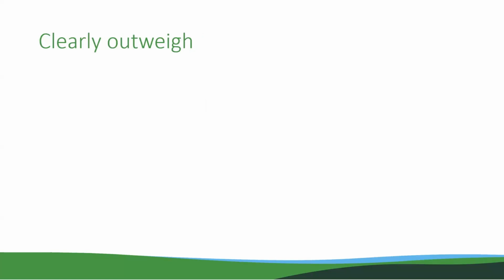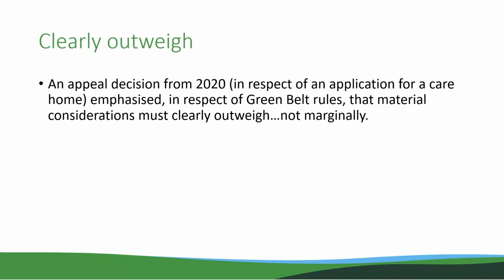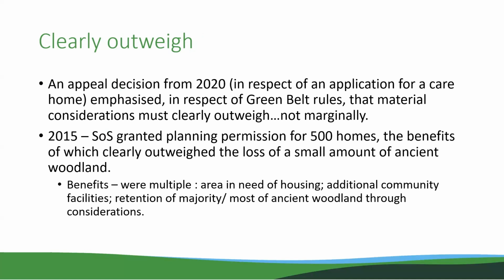Going on to consider the phrase clearly outweighed, it's agreed that material considerations must clearly, not marginally, outweigh potential harm to the green belt. There's an example of where this was proved to be true, where the Secretary of State did grant planning permission for 500 homes, the benefit of which he considered did clearly outweigh the loss of a very small amount of woodland, as there were multiple benefits.